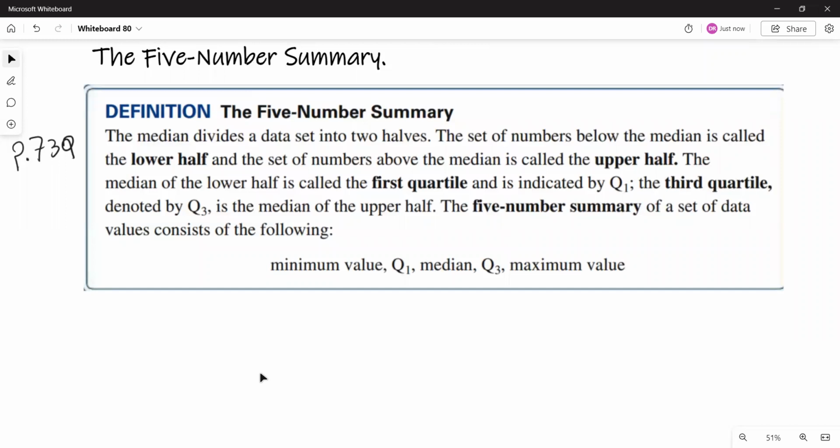So the 5-number summary of a set of data values consists of the following: the minimum value, the first quartile, the median, the third quartile, and the maximum value.